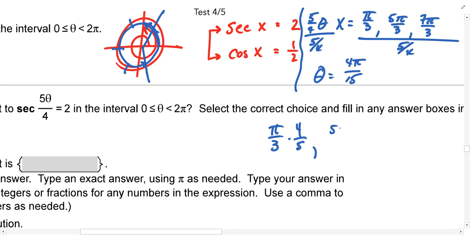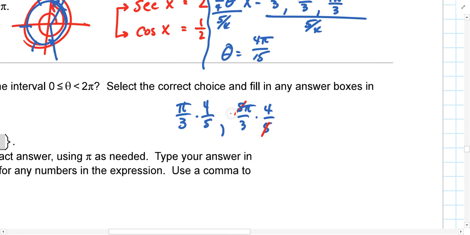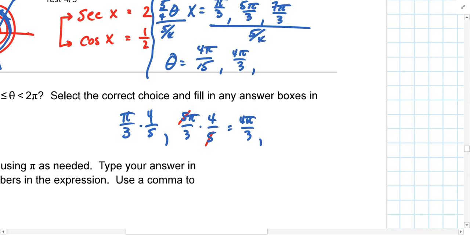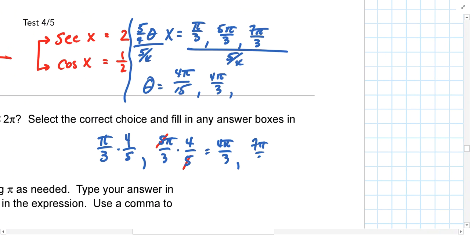And my second answer, 5 pi over 3 multiplied by 4/5. Well, in this multiplication, this 5 and this 5 are going to eliminate. Otherwise, I'd have 20 over 15 that needs to be reduced, and I'll call this 4 pi over 3. And then lastly, the final angle due to the additional portion of the rotation, 7 pi over 3 times 4/5. Well, that's 28 pi over 15, and no need to reduce that. In fact, we can't reduce that.